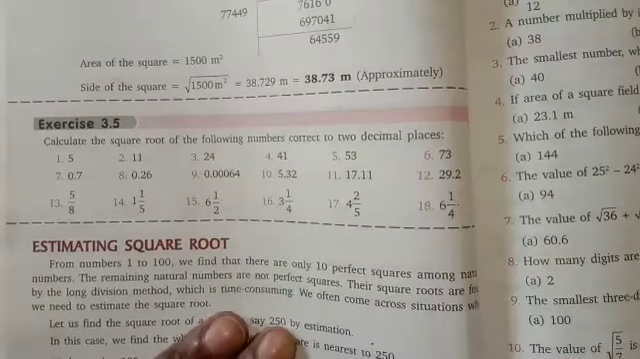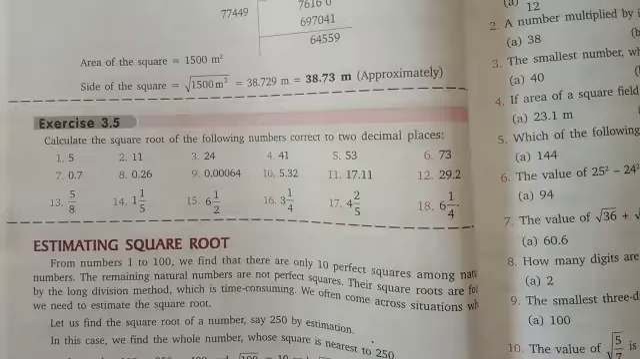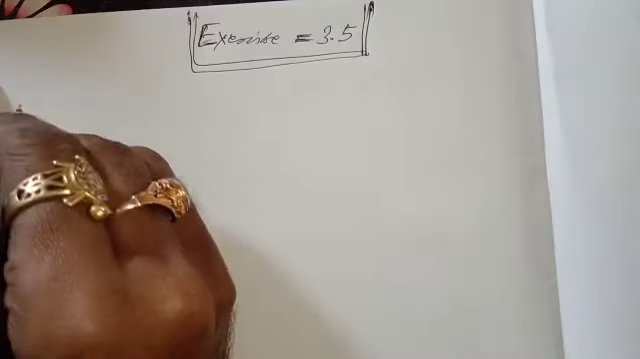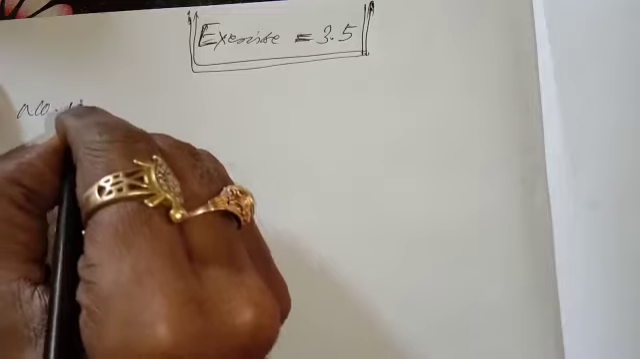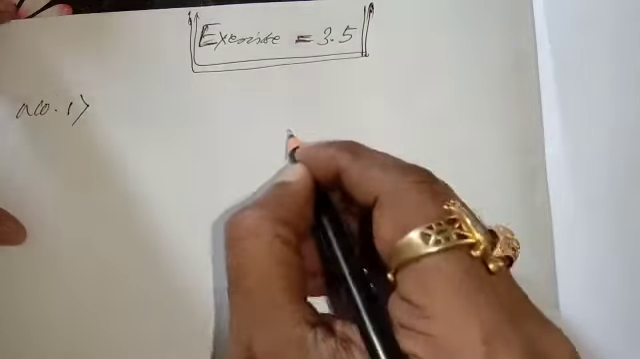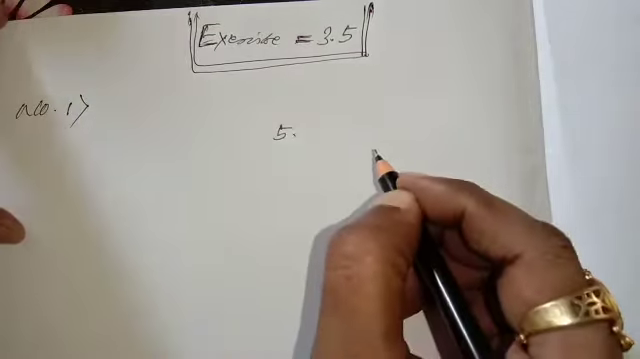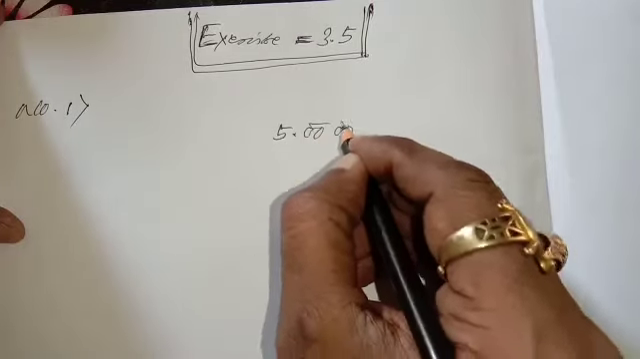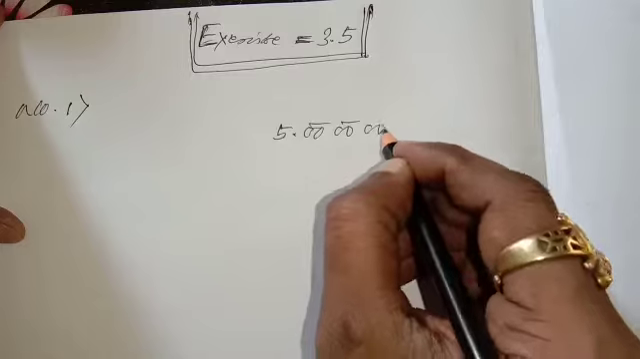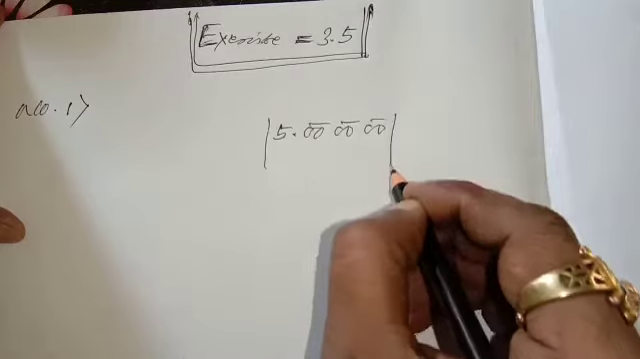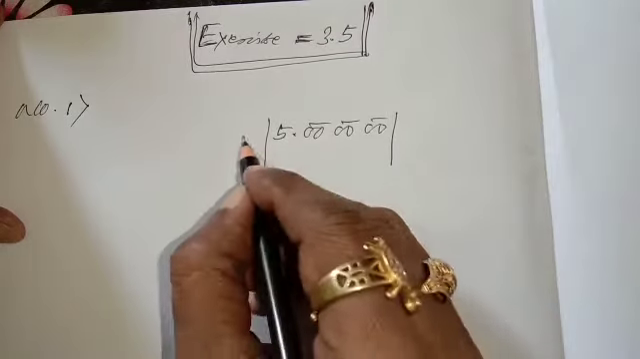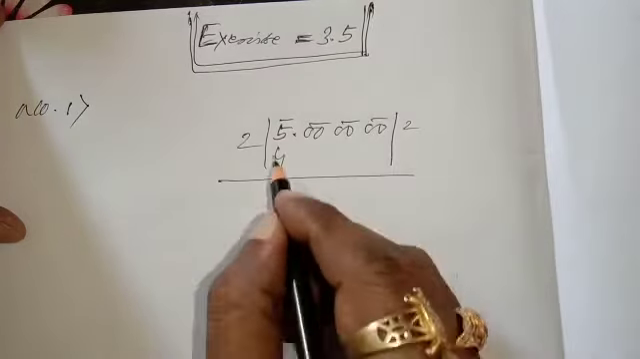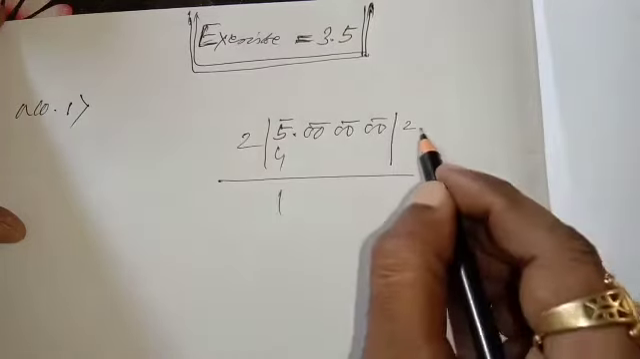Okay, just see how. Exercise 3.5, number 1: you have to find the square root of 5 up to two decimal places. This means 5.0000. You have to make pairs like this, 3 pairs. After that you have to divide. 5 means 2 to the 4, this is one pair, 2 times 2 is 4, 1 is coming, and the decimal point will come here.